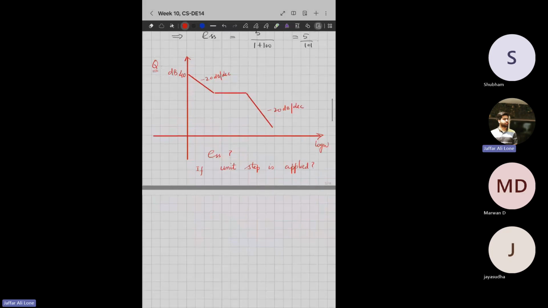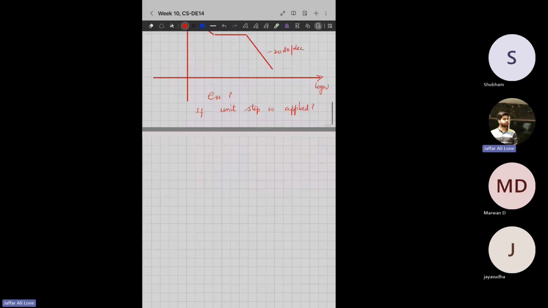Very good. Marwan is saying 0. Can you explain, Marwan, why the 0? You can just unmute yourself and explain. I'm sorry, Jayasudha, I'm not able. I don't know why you're not able to say it. It's a type 1 system. Okay, of course, it's a type 1 system. Then why is the steady state error 0? Marwan is saying the steady state error is 0. So can you explain why? Okay, I think you got it.